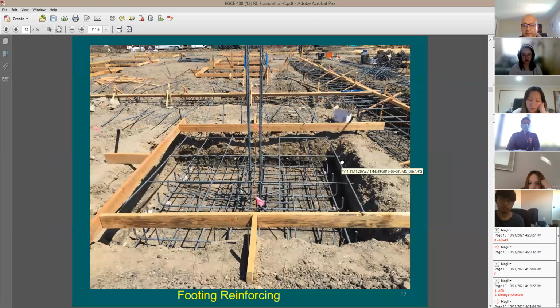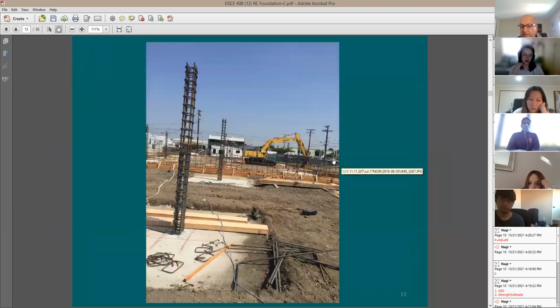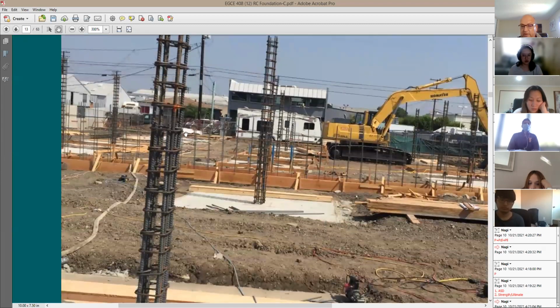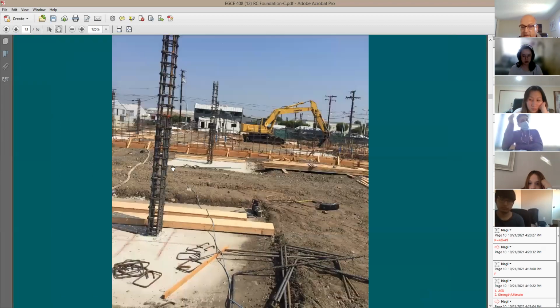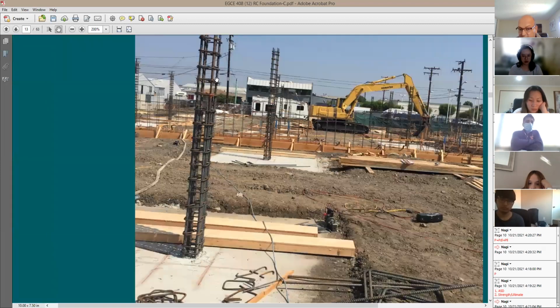All right, so what is this? Here's the footing after they cast the concrete. And you see here all the ties of the columns just going through it, right? And the column splice is going to be right here. You see the column splice?